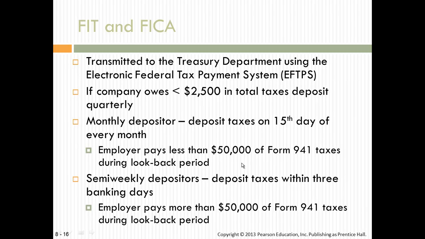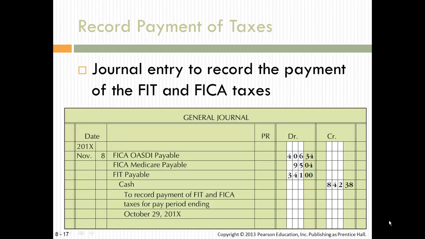An employer who pays less than $50,000 of Form 941 taxes during a look-back period, and a look-back period is defined also by the government. Then you have semi-weekly depositors. Deposits taxes within 3 banking days. So if an employer pays more than $50,000 of taxes, then you are responsible to deposit that within 3 banking days. So it's very rigid when you get up into this bracket.